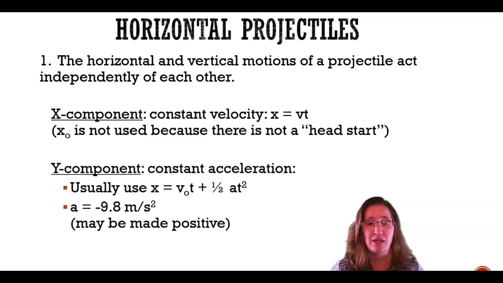So X component, constant velocity. Y component, constant acceleration. Because it's accelerating, you could use any of the who cares equations at this point, but most often it's this one, the who cares for final velocity, so I added that there. Again, the acceleration is going to be a constant 9.8 meters per second squared, and again, you can still make the coordinate system be positive as it goes down, and sometimes that makes your signs a lot easier to work out.